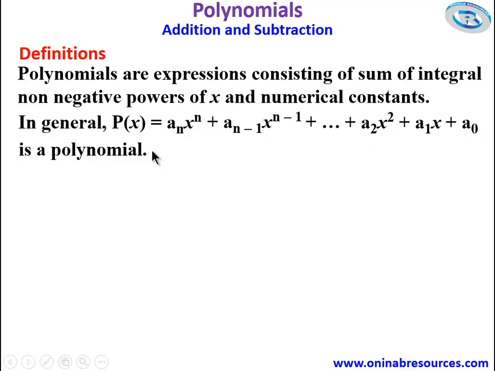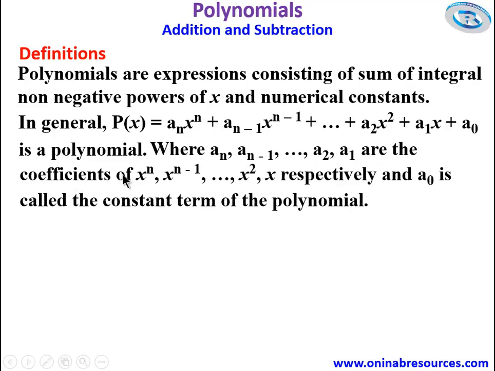is a polynomial where a_n, a_(n-1), ..., a_2, a_1 are the coefficients of x raised to power n, x raised to power n minus 1 up till x raised to power 2 and x respectively, and a_0 is called the constant term of the polynomial.